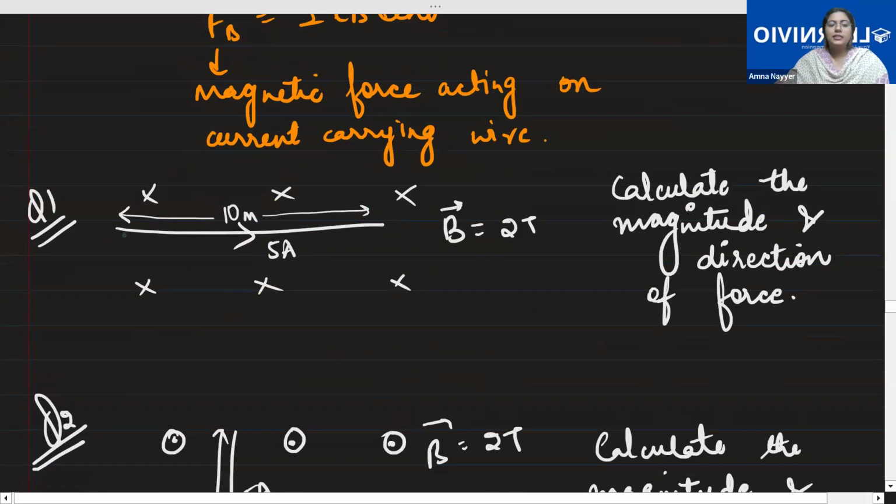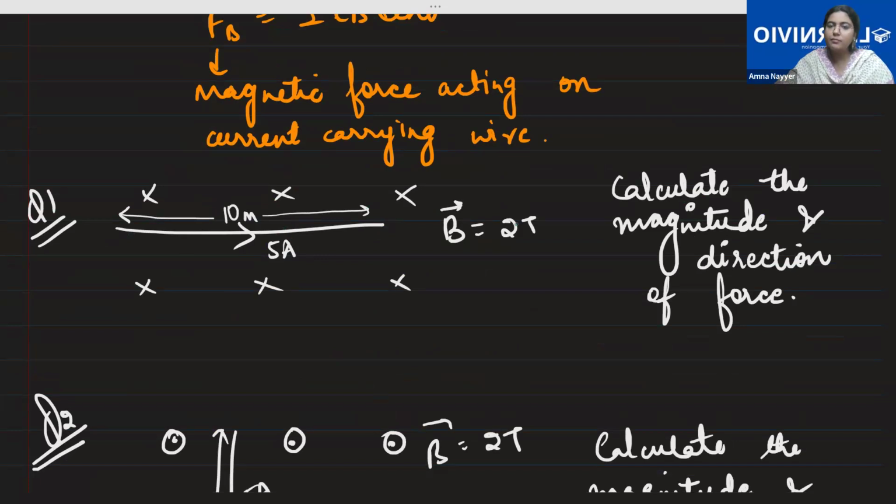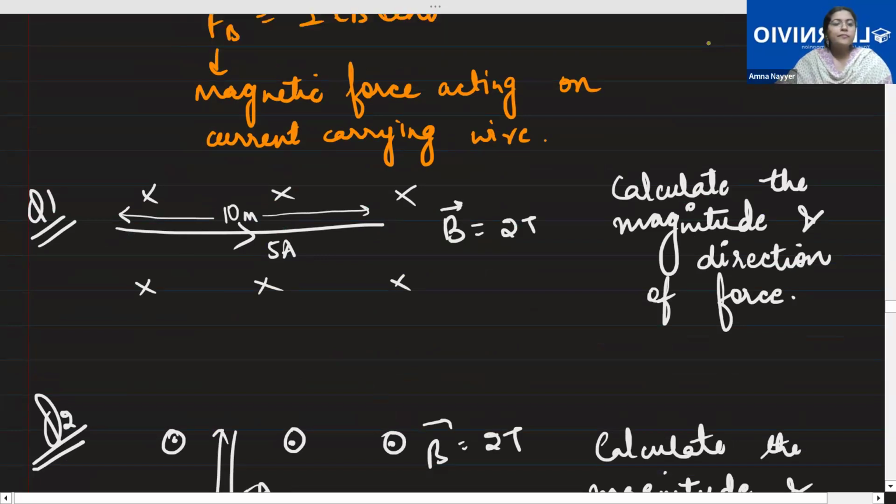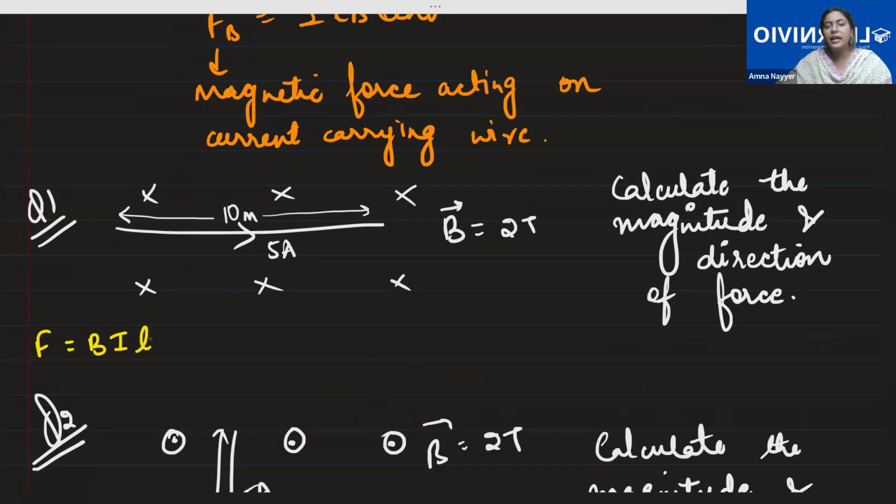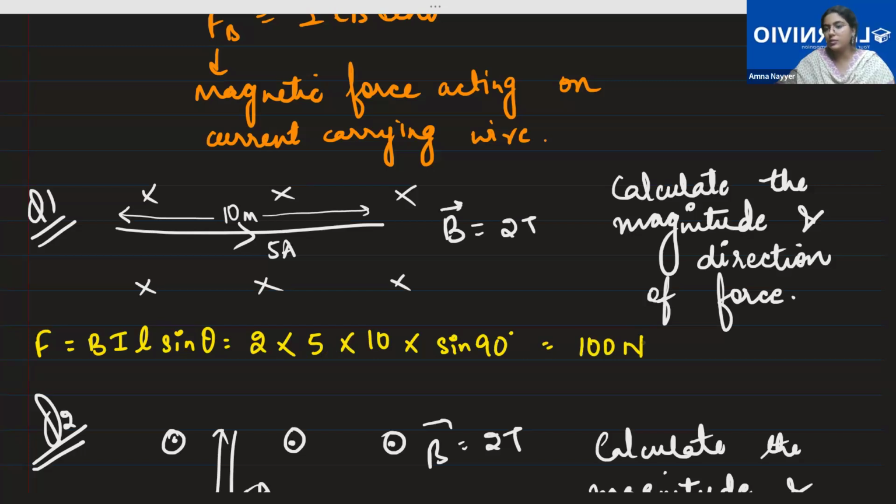Now see, this is a current carrying wire. 5 amperes of current is there, 10 meters is the length, and the magnetic field is B. Now if I calculate, F is equal to BIL sine theta. B is the magnetic field, that is 2, I is 5 ampere, length is 10, and this will be sine 90 degrees. So this is 10 into 10, that is 100 Newton.